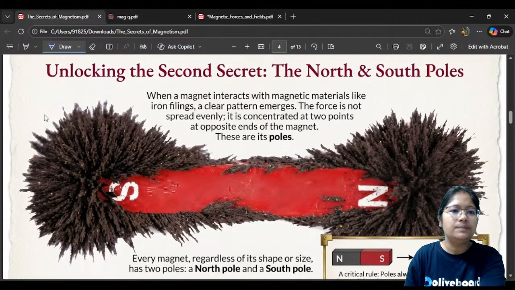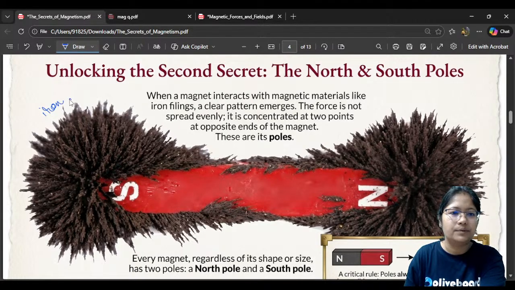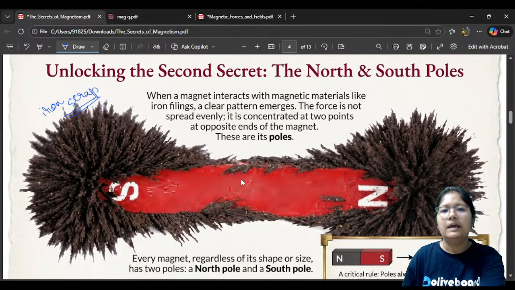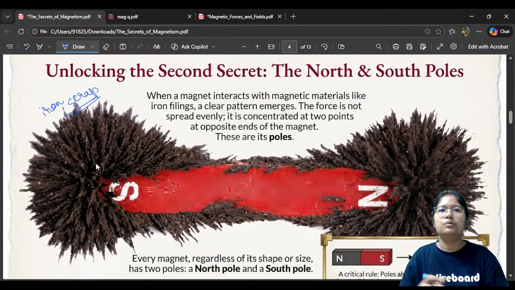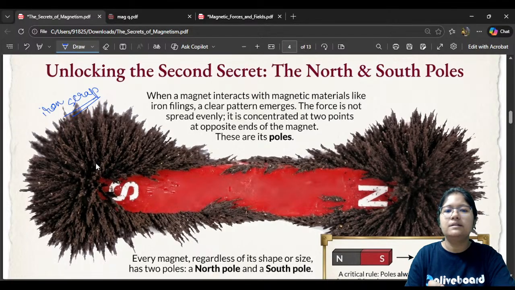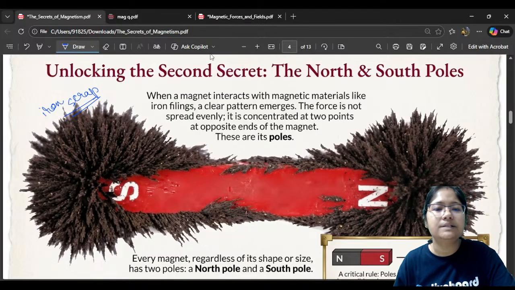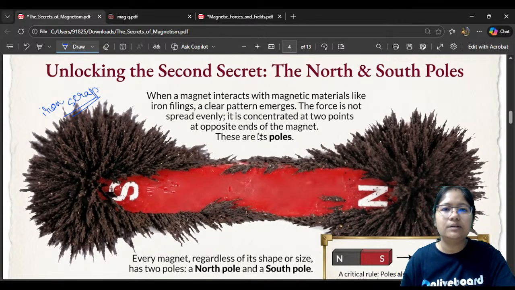If you are placing the iron scrap, if you are placing the iron needles on a bar magnet, then you will see this kind of an alignment. All the iron needles will come and stick to either the north pole or the south pole. This is the reality of how it happens, right? So with this we can say that we understand that towards the center it is not there, but on the sides it is there.